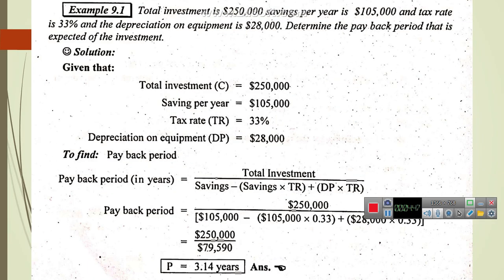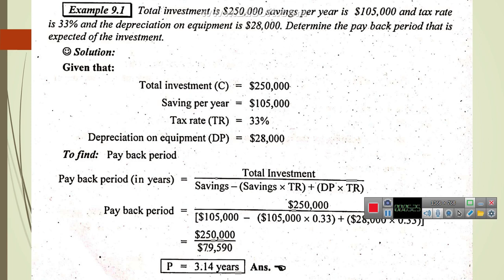One problem will be shown clearly using the payback period method. Total investment is rupees 2,50,000, savings per year are 1,05,000, the tax rate is 33%, and depreciation on equipment is 28,000. Determine the payback period of the investment. Given in this problem: total investment C is 2,50,000, savings per year 1,05,000, tax rate 33%, and depreciation of equipment DP 28,000.